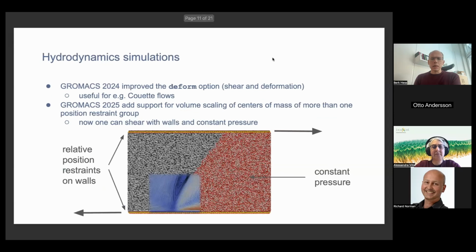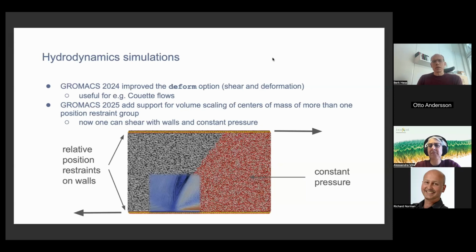Okay, then a very different new feature concerns mostly hydrodynamics, although it can also be used for deformations in membranes or such. In GROMACS 2024, there was a major improvement of the deform option for shear and deformation. So useful for Couette flows, for instance, which is also shown at the bottom, where you deform a system, you make one boundary move to the left and the other boundary to the right, and you get a flow in the system, a shear flow. But you could also have a different expansion or compression or other kind of flows here.